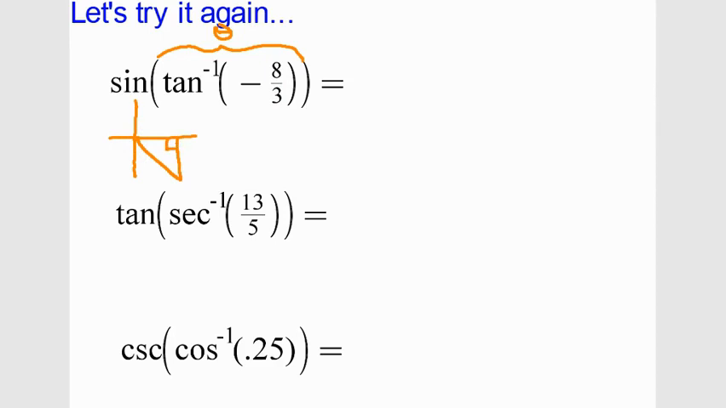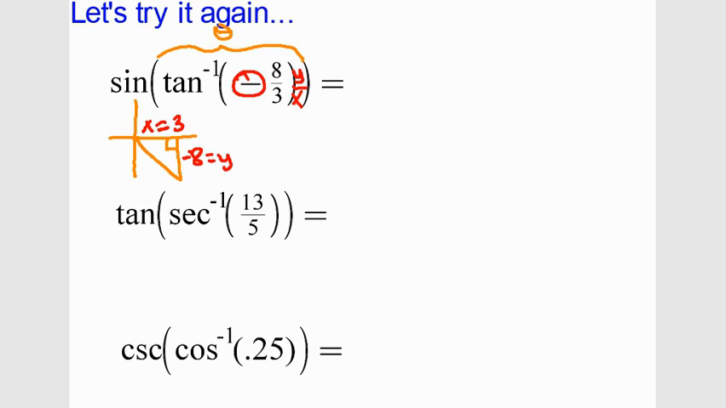Now remember, tangent is y/x. So this means my y value is 8 and my x value is 3. Now, one of those two has to be negative because this is a -8/3. Well, in quadrant 4, which one is negative, the x or the y coordinate? You can see it's the y coordinate because we're coming down into quadrant 4. I think I may have misspoken on my quadrant there a second ago.